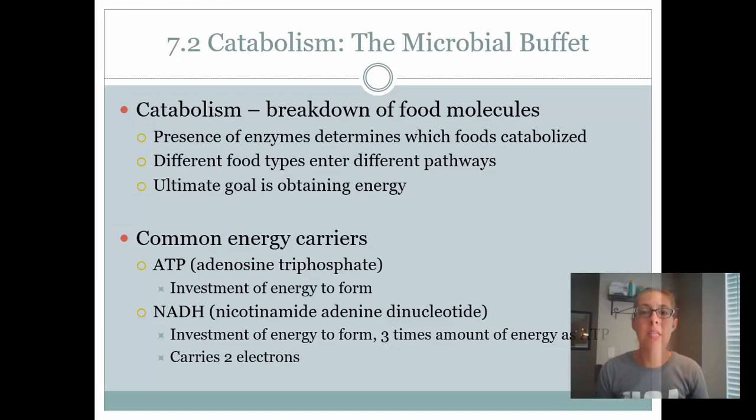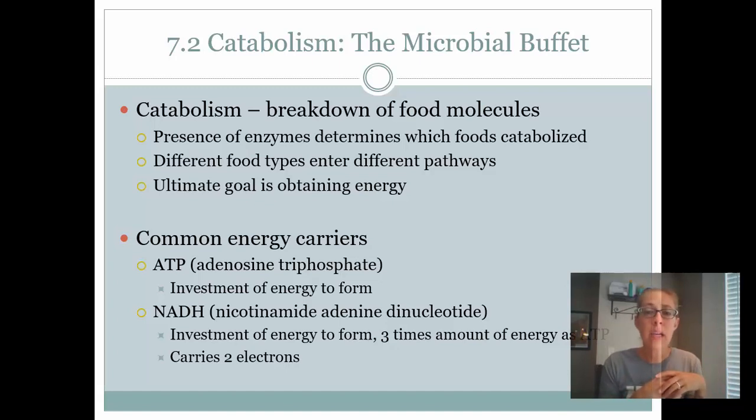Catabolism is the breakdown of food molecules, specifically to obtain energy. We have previously addressed that all organisms need nitrogen, they need a carbon source, but they also need an energy source. And we said that that energy can come from lots of different ways. We can get it through photosynthesis, we can break down inorganic molecules. We are going to be looking today, though, at glucose catabolism. This is the breakdown of an organic sugar, a monosaccharide.